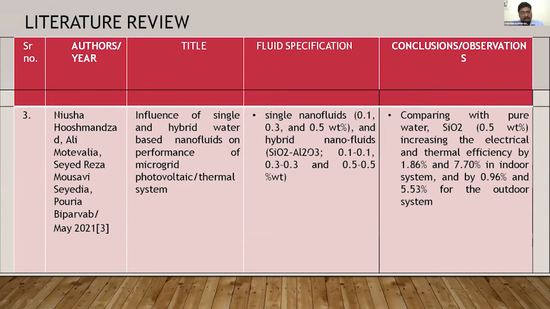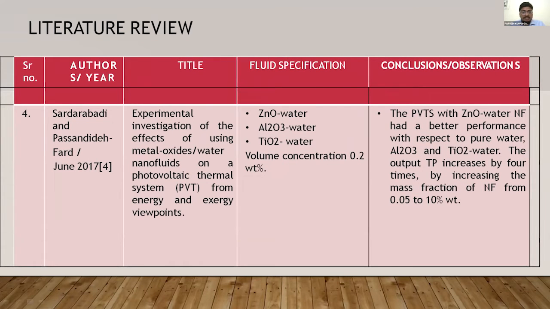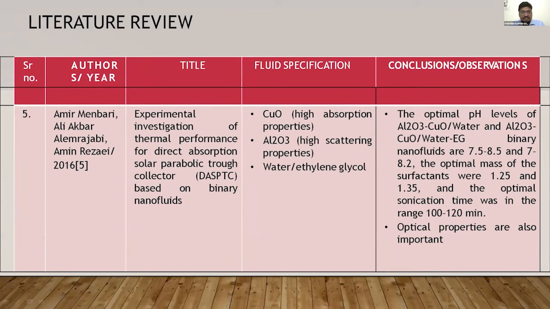such as silicon oxide and aluminium oxide at different volume concentrations, and the efficiency increased. These are zinc oxide as well. I have mentioned all the nanofluids, metal oxide or non-metal, how the volume concentration changed and how they performed better than the base fluids, from which we can conclude that efficiency increases. Here, copper oxide has high absorption properties and aluminium oxide has higher scattering properties. When two nanoparticles are merged with a base fluid, they produce a hybrid nanofluid, and in hybrid nanofluids the efficiencies are increased.